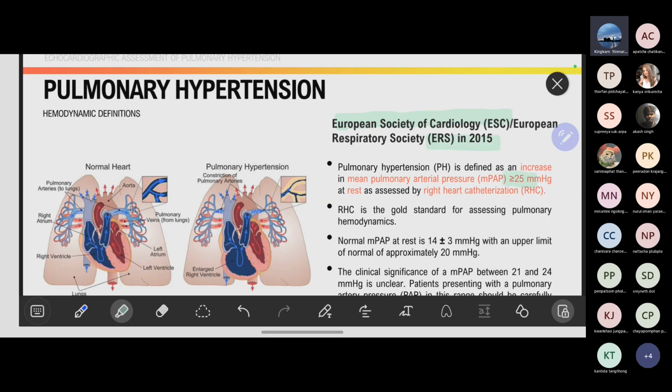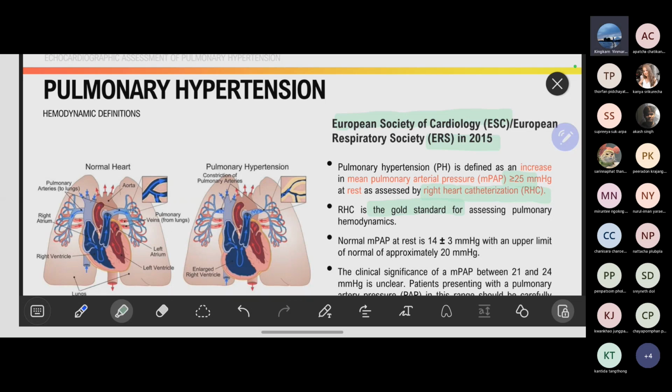It is assessed in a lying position and assessed by right heart catheterization. Because right heart catheterization is a direct measurement in the patient's heart, and this definition of pulmonary hypertension is based on invasive measurement. So right heart catheterization is the gold standard for assessing pulmonary hemodynamics.